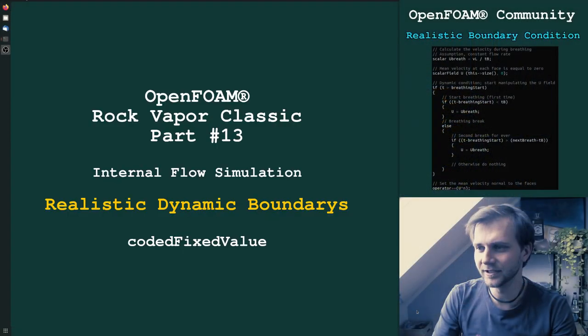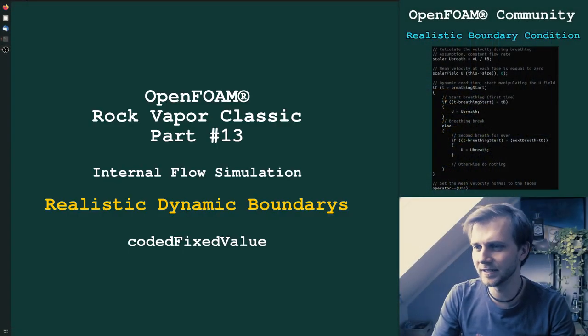Today we are in part 12, and it's a while ago, I think two and a half weeks, when we introduced the dynamic boundary conditions, so the coded fixed value. During that time, I was doing a few tests with the case, and today we are making a more realistic boundary. However, you will see an interesting fact that our mesh is somehow crappified, and therefore we will just start.